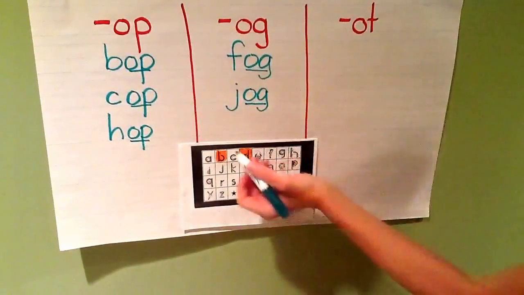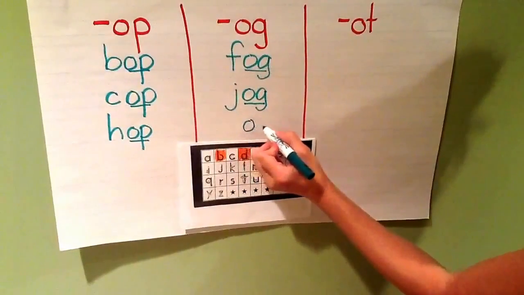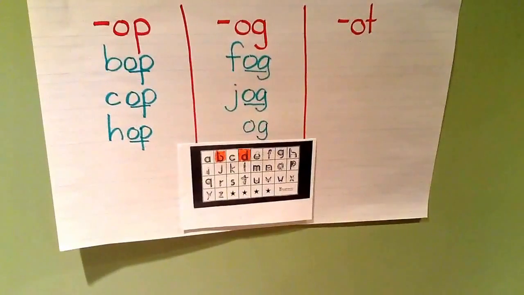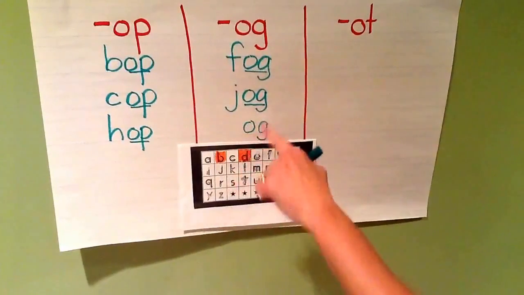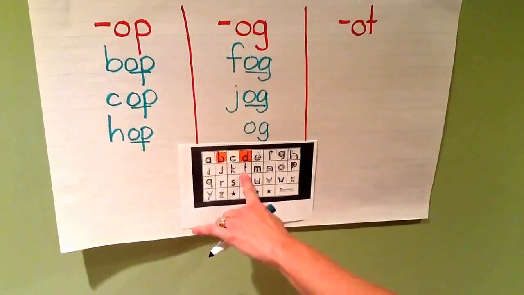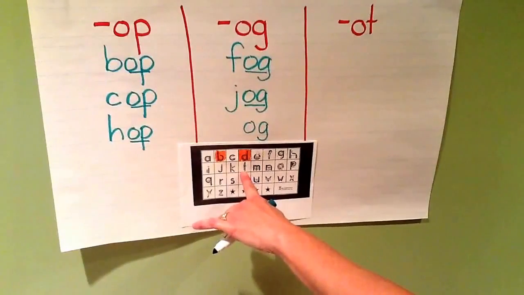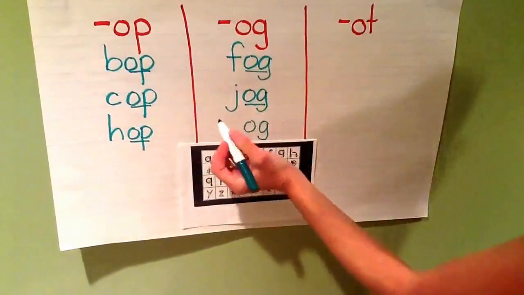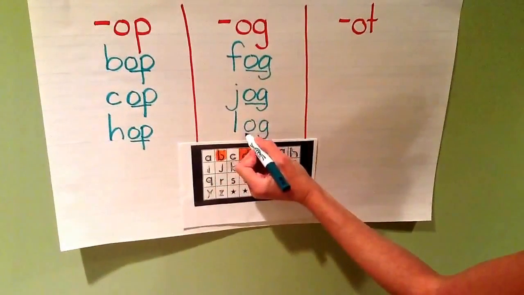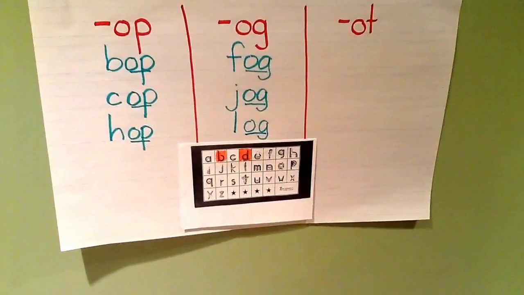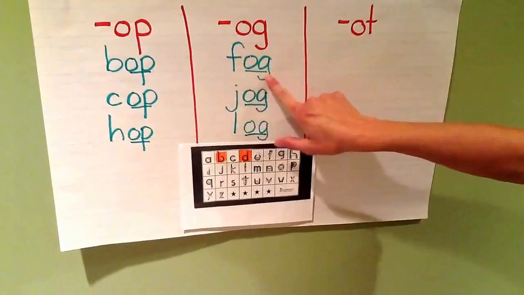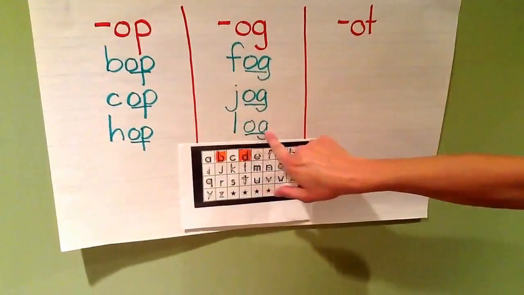Let's find one more word. I'm sure there are more, but we just want one more. Again, here's my og word family. Do you see a letter that I can add to the beginning of og to make a real word? What if we add the letter L? Log. Is that a real word? It is. I'm going to write the L right here in front of og. Og is my word family. Boys and girls, you can see by knowing og, it helps us with the words fog, jog, and log.